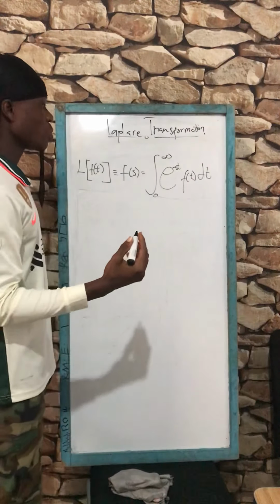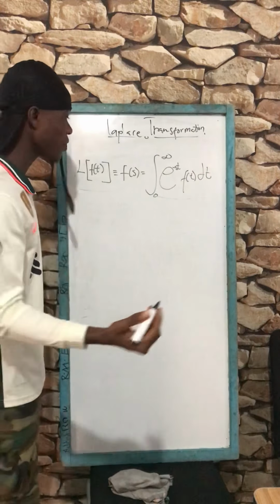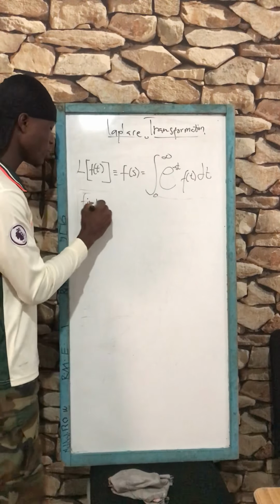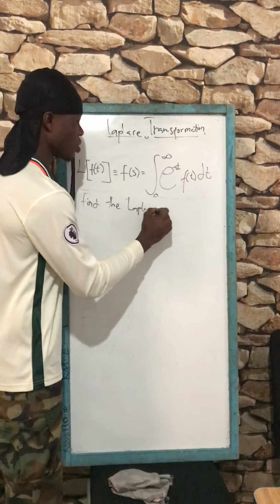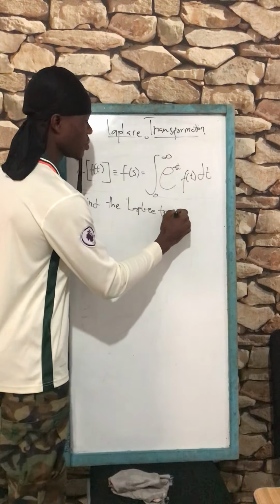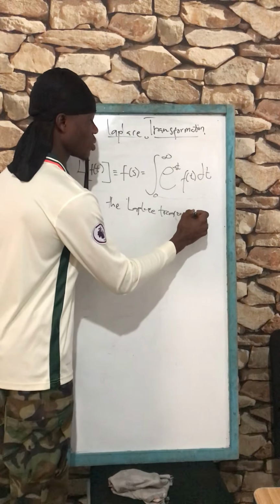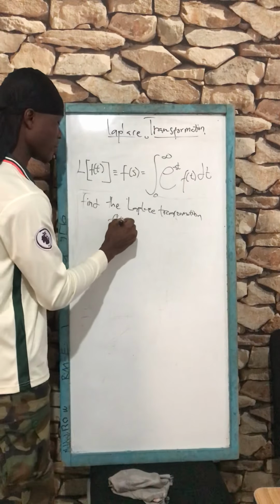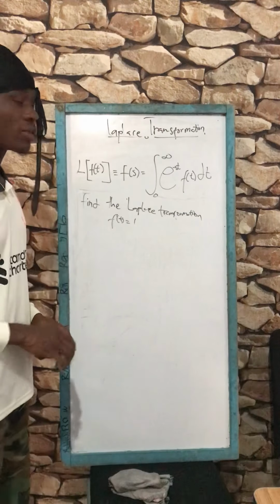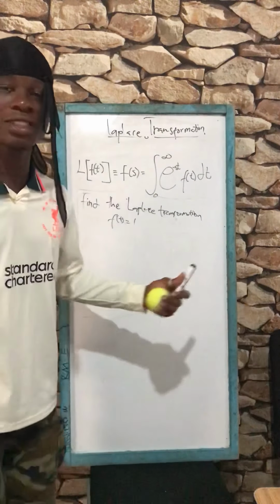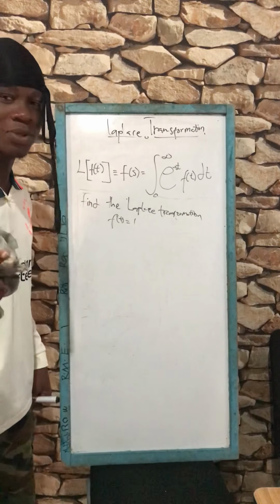Okay, in a simple question that they can give you, they can say: find the Laplace transformation when f of t is equal to 1. Okay, this will be our question. How do we go about it? I'll teach you very simply how to go about it. Engineering got very simple. Let's make it.